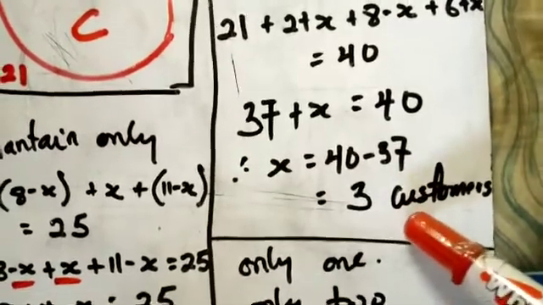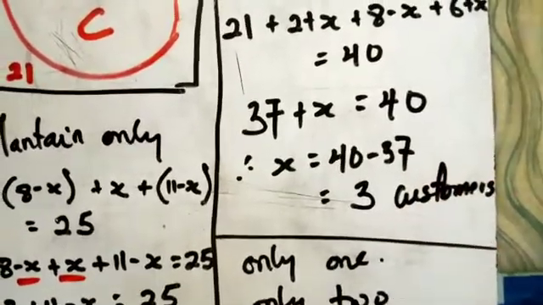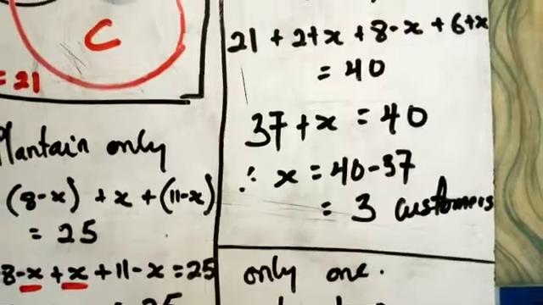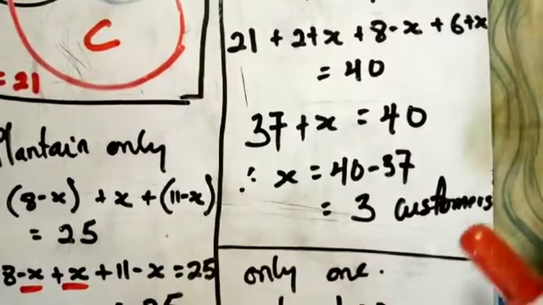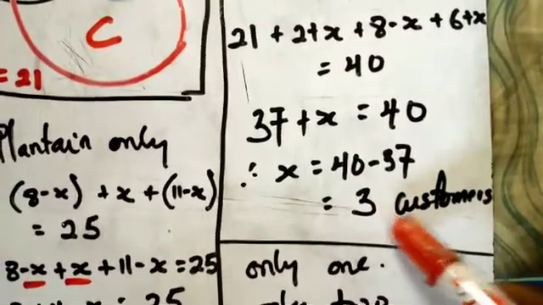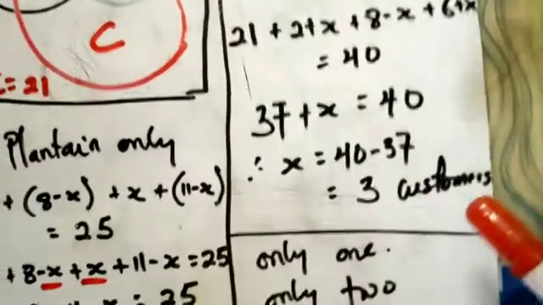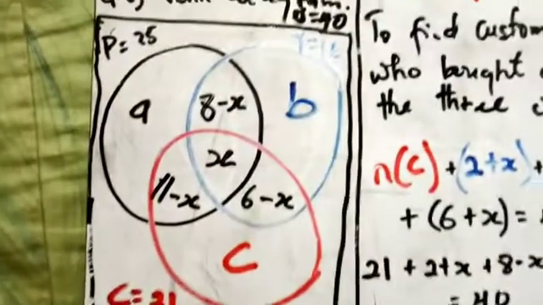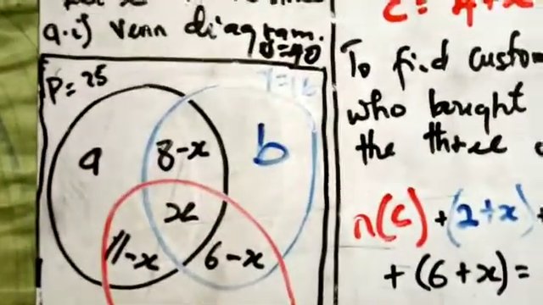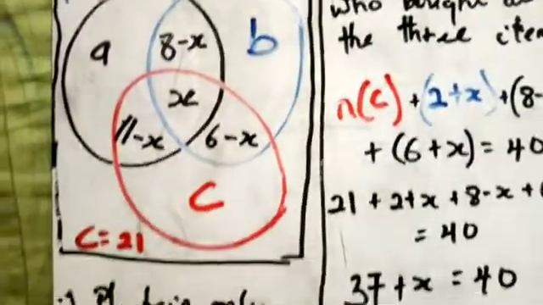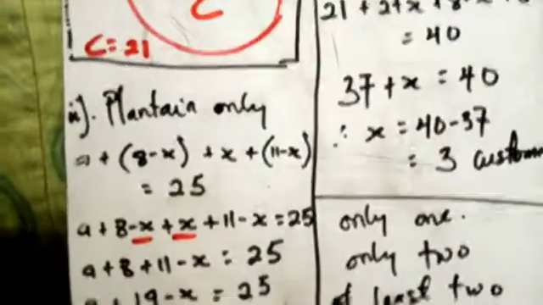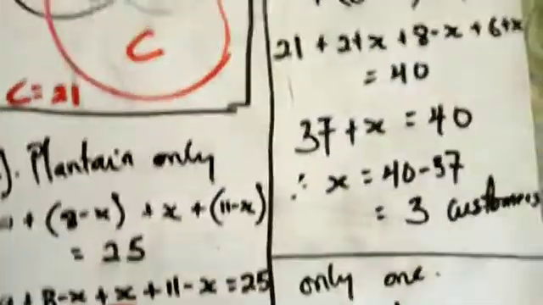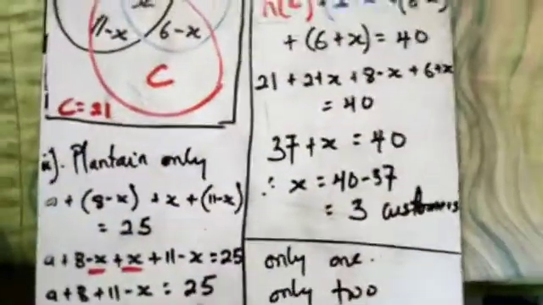So at the end of the day, 3 customers came to the shop to buy all the 3 items. That is good. So far as you have all those who bought the 3 items, now you can know the number of people who bought plantain only and then yam only as well as the corn only, right? That is very simple. I think this makes a little sense over here, right?